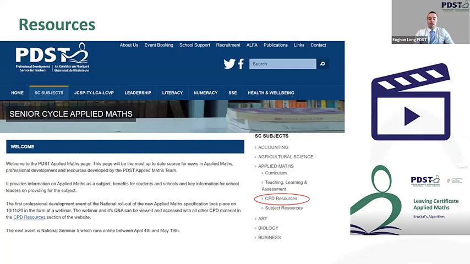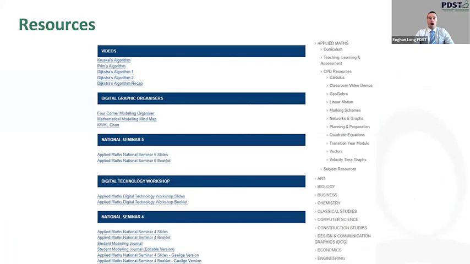You'll see on the right hand side of the page that there's an option for CPD resources, and if you click on that, it'll bring you to all resources available. On this page, you'll find videos regarding different parts of the course. You'll see digital graphic organizers that you or your students might find helpful for organizing learning. You'll find slides, booklets, and posters from all of our seminars and other events to date.